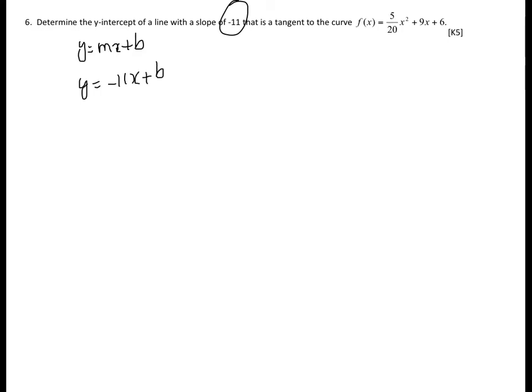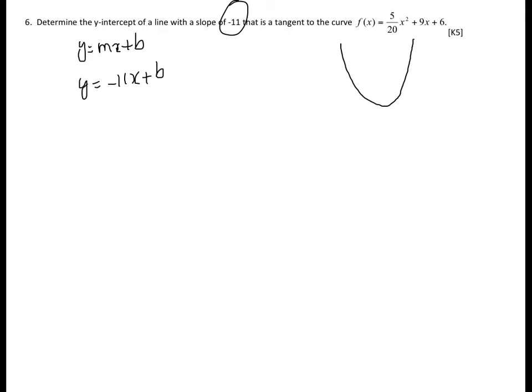Now we know that this line is tangent to this curve. Tangent means there is only one point of intersection. If you look at this quadratic, because the leading coefficient is positive 5 over 20, it opens up.